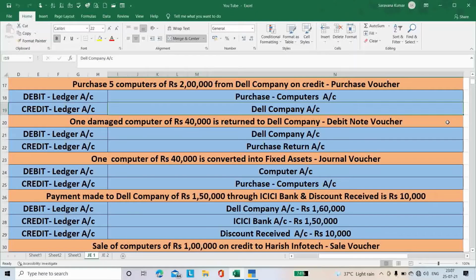Next transaction is one computer of rupees 40,000 is converted into fixed assets. Here the journal entry is debit computer account, credit is purchase computers account.